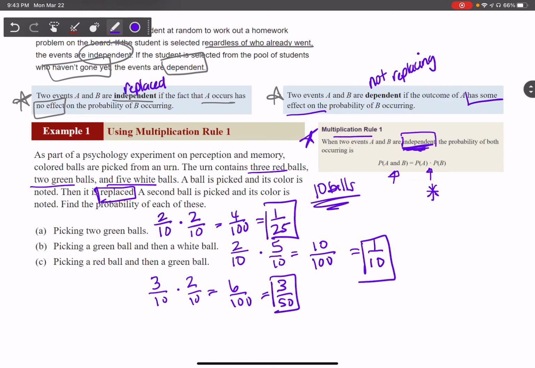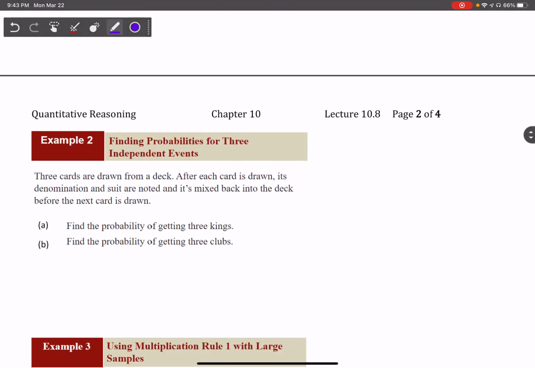All right, let's look at our next example. Find the probabilities for 3 independent events. 3 cards are drawn from a deck. After each card is drawn, its denomination and suit are noted and it's mixed back in, meaning it's being replaced into the deck before the next card is drawn. Find the probability of getting 3 kings.